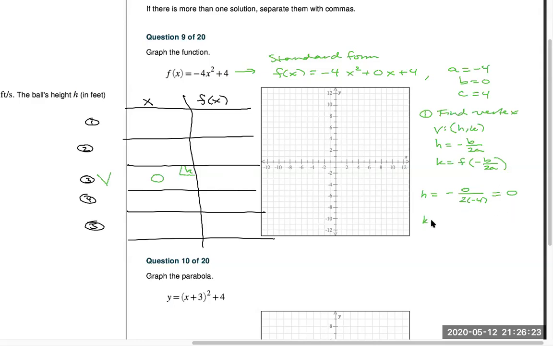And then k, what you're going to do, you're going to plug 0 into the function here. What is f of 0? So I have negative 4 times 0 squared plus 4, which is just 4. So my vertex is at (0, 4). Okay.